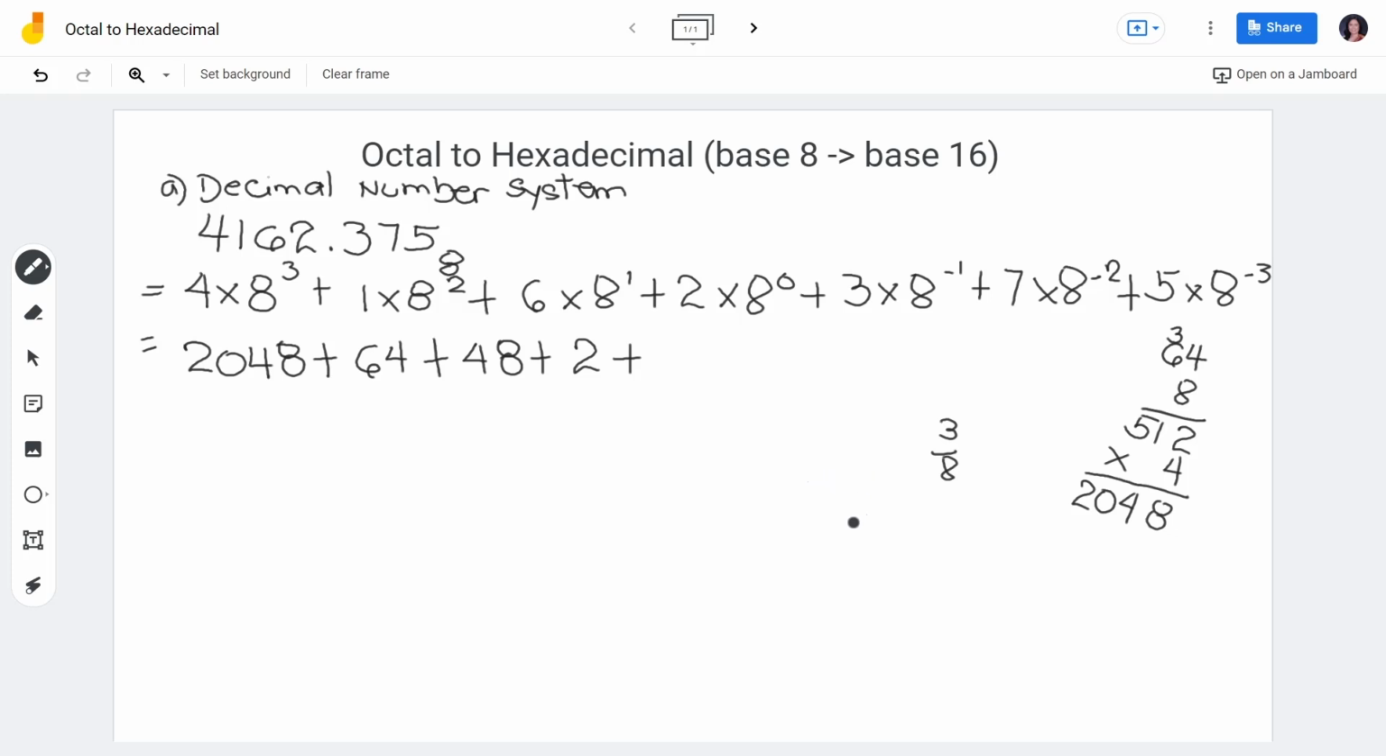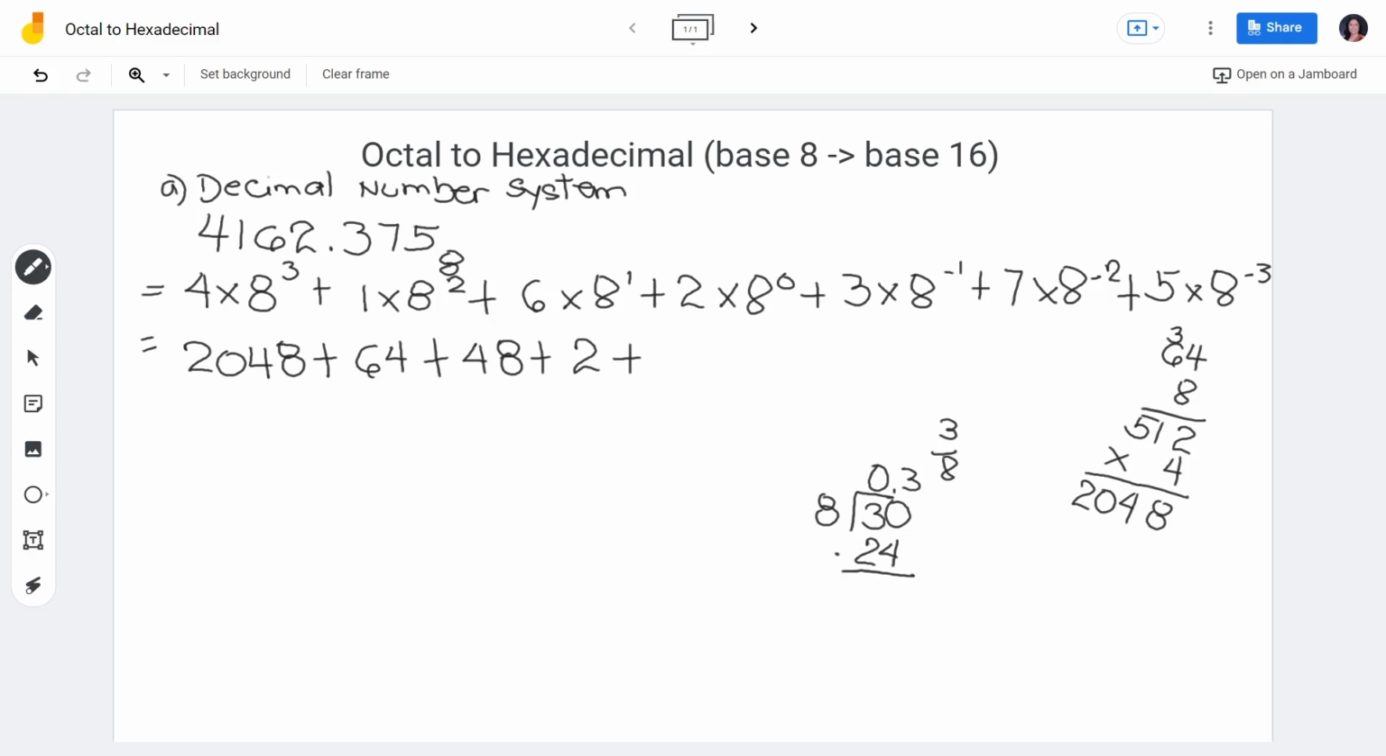Again, let's get up to 4 places. So 3 divided by 8, we have 0. Then 0, 30. Okay, so we put 0. How many 8s are in 30? We have 3. So 3 times 8 is 24.